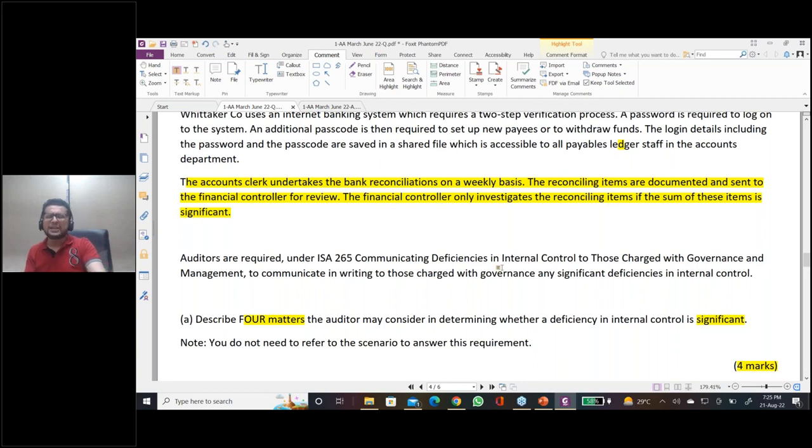The clerk performs the reconciliation on a weekly or on a monthly basis. Okay. Someone very senior, such as financial controller, performs the review. Wow, that's great. But he or she only performs the review if the reconciling items are significant. What if the reconciling items are not significant? Okay, fine. He's not going to review it. What if there are material misstatements within that reconciliation, but those compensating errors are nullifying the effect of each other? And as a result, at the end of the day, the reconciling item is a smaller one. That's a really poor control.